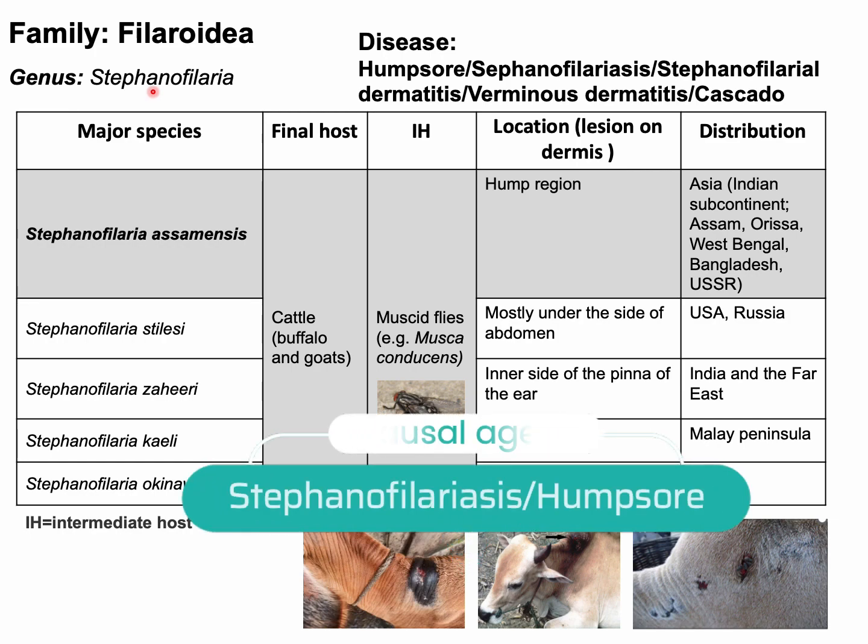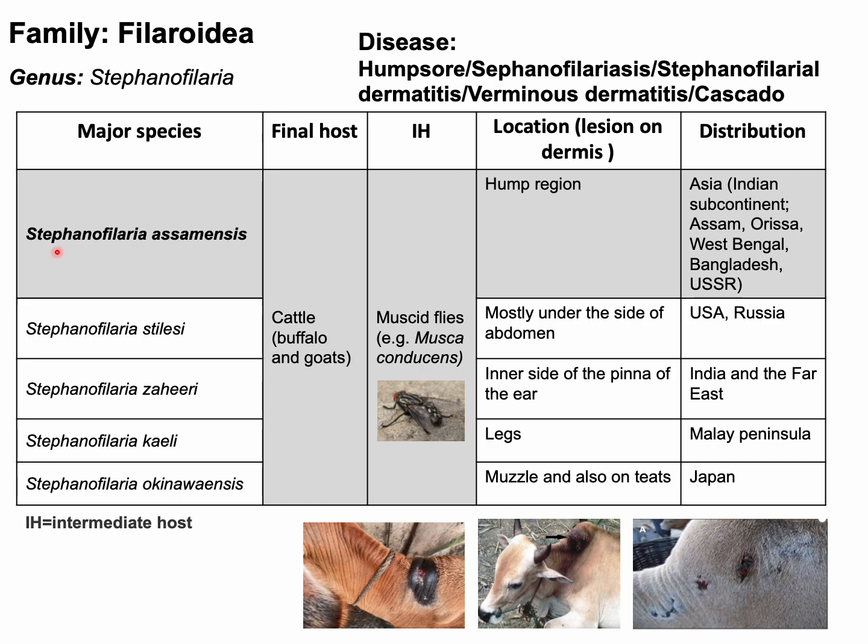Stephanofilaria is one of the important genera under the superfamily Filariidae. The major species include Stephanofilaria assamensis, Stephanofilaria stilesi, Stephanofilaria zaheeri, Stephanofilaria kaeli, etc. The most important species that causes Humpsore is Stephanofilaria assamensis. Cattle are the major host for these parasites. Other animals such as buffalo and goats can also be affected by these parasites.